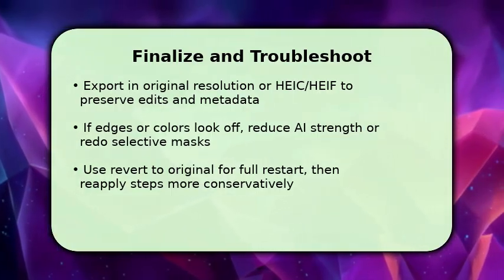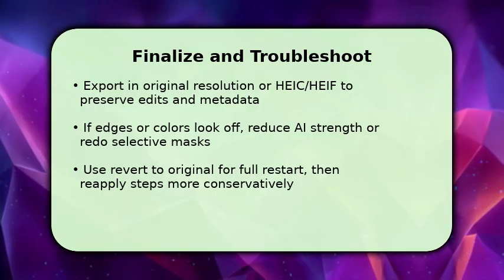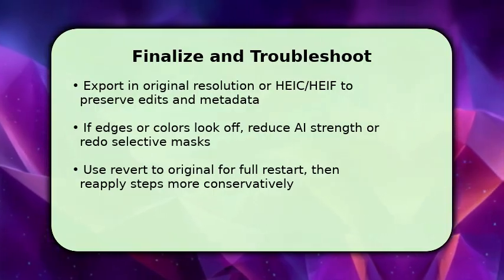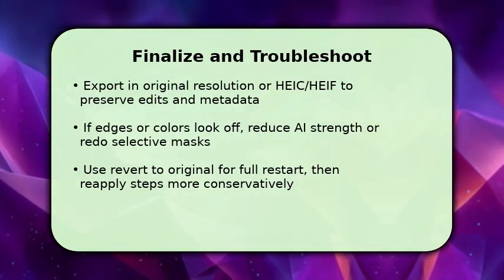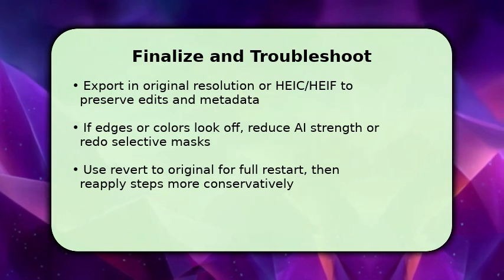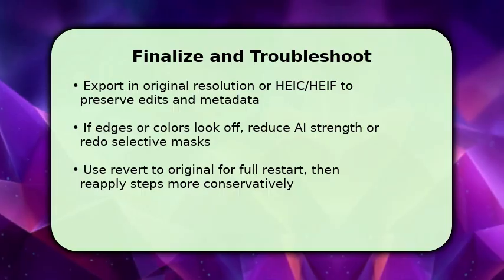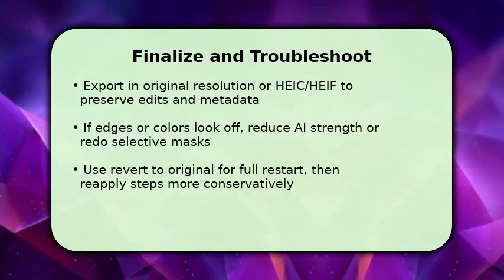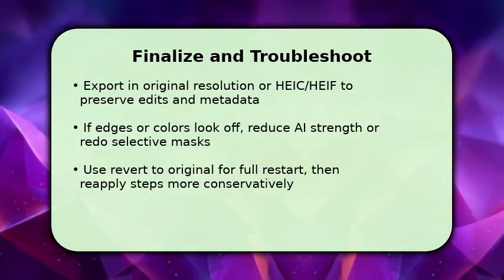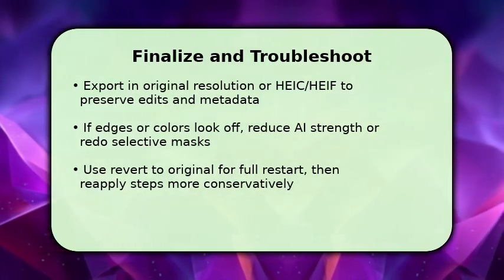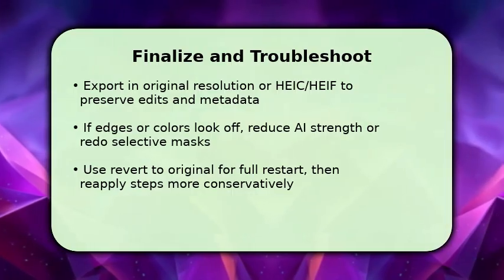If Apple Intelligence overcorrected, reduce the AI strength sliders or manually repaint the mask to restore natural transitions. If problems persist, revert to the original image and repeat the workflow more conservatively. Start from the AI baseline, then apply lighter, layered adjustments so fixes remain non-destructive.